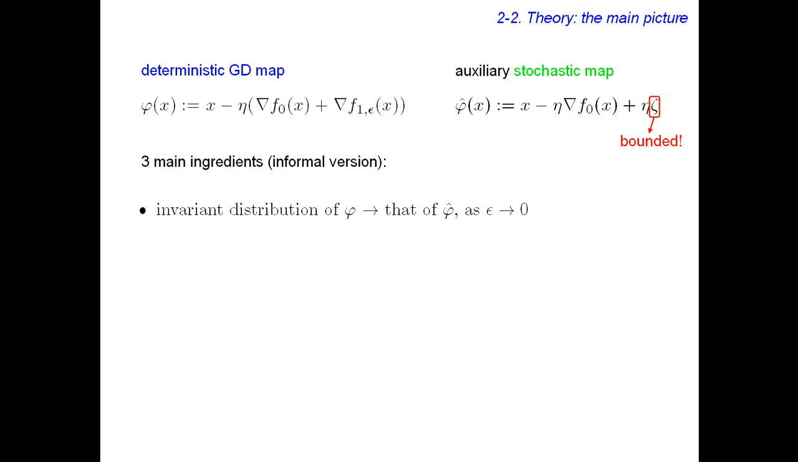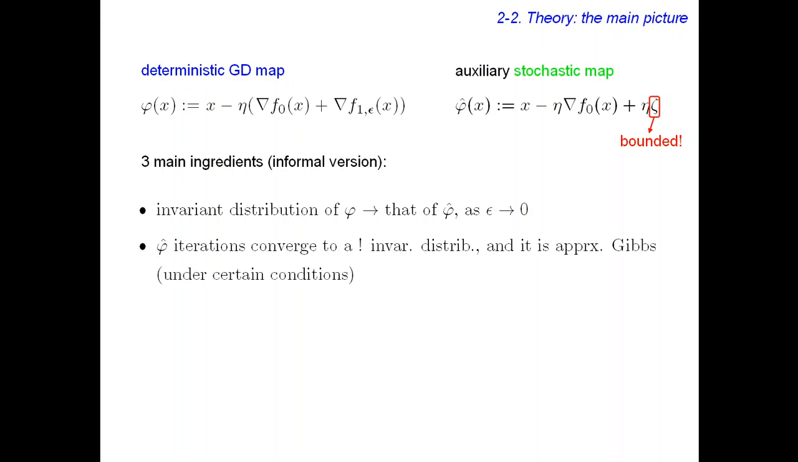And with this stochastic map, our theory consists of 3 ingredients. So first of all, I will show that the invariant distribution of phi approaches that of phi hat as epsilon goes to 0. And this way, if I'm interested in the invariant distribution of phi, I can just look at the invariant distribution of phi hat. And in the second ingredient, I will show the iterations of phi hat converge to a unique invariant distribution. And that invariant distribution is approximately a Gibbs distribution, of course under certain conditions. And then finally, I have an interesting step where I will show that iterations of phi will be chaotic. Of course, if eta is large enough, or equivalently, if epsilon is small enough.